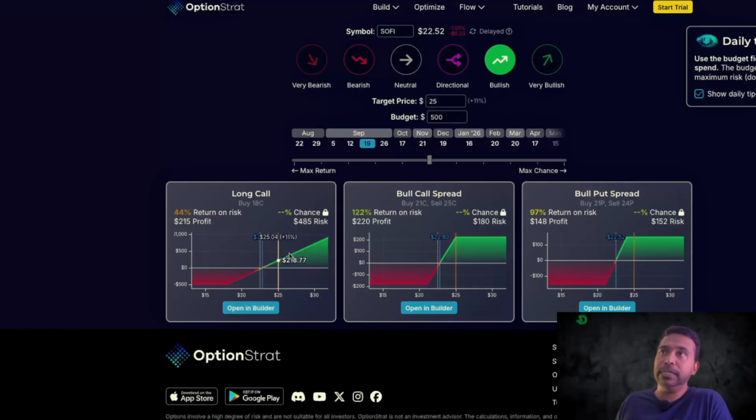And as you can see, it's telling you how much money you are putting at risk and how much chance you have to make that money, right? So here, this is like 44% return on risk, and this is the best return on risk that it's giving. So you can compare all that. Let's say I choose this bull put spread. You can go with anything else, but let's say I choose this one.